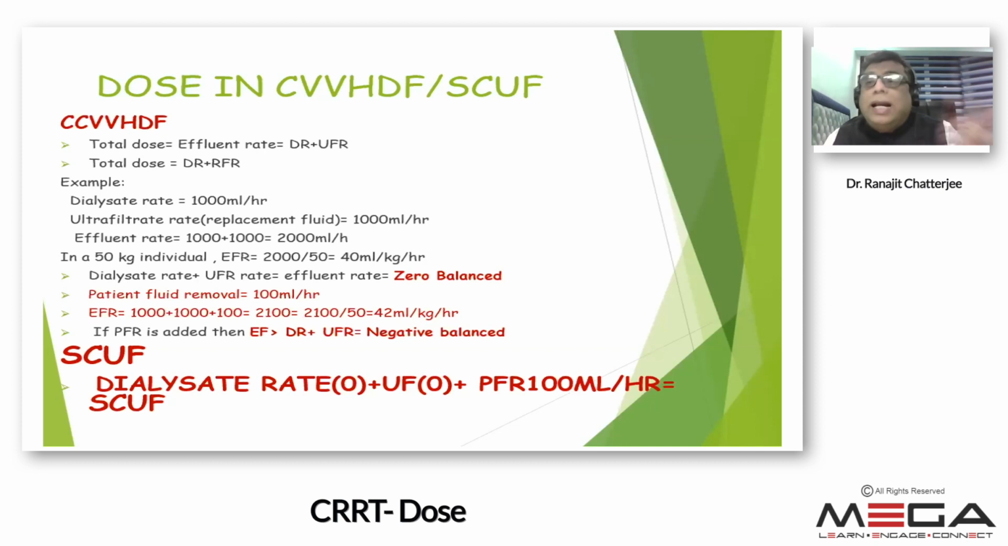So dialysis 0, ultrafiltrate 0. You just put patient fluid removal 100 ml per hour. That becomes slow continuous ultrafiltration. Excellent in patients of heart failure, especially pulmonary edema, and in patients of PIH, the patient coming with pulmonary edema.